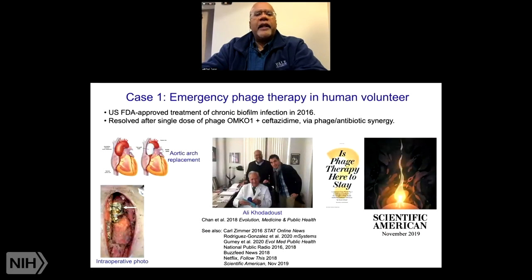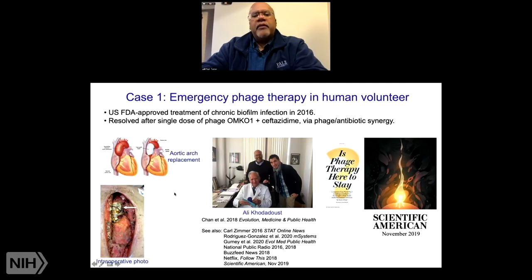I'll only mention it quickly, but it was quite a success story. And since it was our first success, I'll highlight it here. We got US FDA approval to treat a chronic biofilm infection in a man who had undergone an aortic arch replacement, which is not a trivial surgery, but of course it's a surgery that happens frequently. Unfortunately, this man had Pseudomonas aeruginosa that infested the aortic arch, and it was drug resistant.